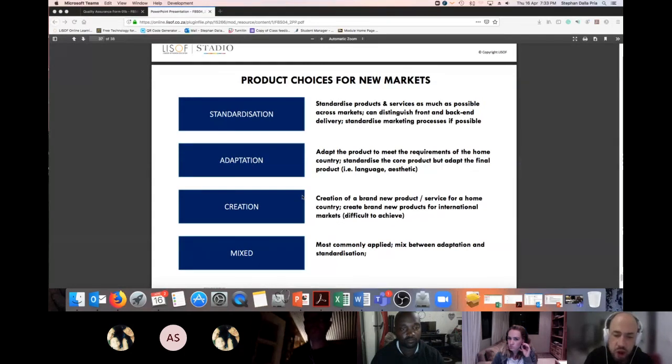Product choices for new markets. This just explains your product choices: standardization, adaptation, creation, and mixed.